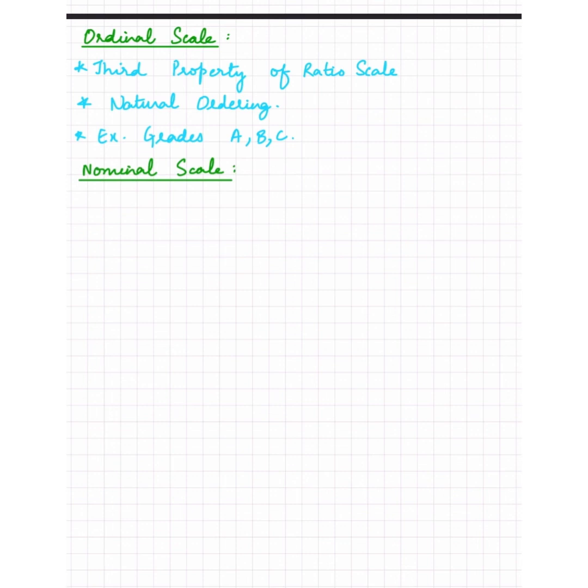Then we have nominal scale, in which we have only categories of data but no natural ordering. For example, gender.